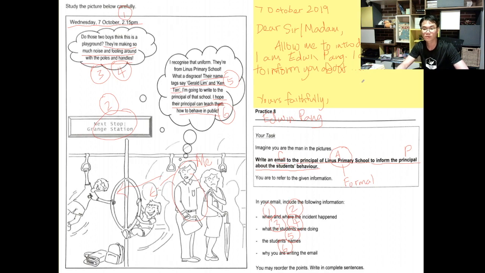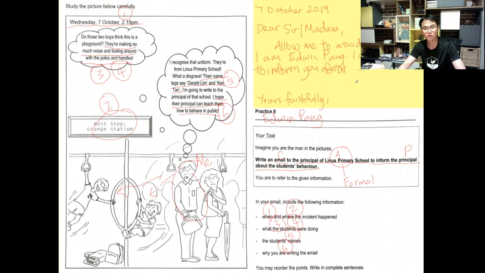And here, I might want to include when and where. So I am writing to inform you about your students' behavior on an MRT train heading to Grange Station on Wednesday, 7 October at 2:15 p.m. Right? So I'm going to include all of that here. Then I'm going to go on to tell him about what his students are doing. All right? And I'll include 3, 4, 5, and 6 in the next paragraph. All right? So my first paragraph will include, again, salutation, introduction, purpose statement, and points 1 and 2.